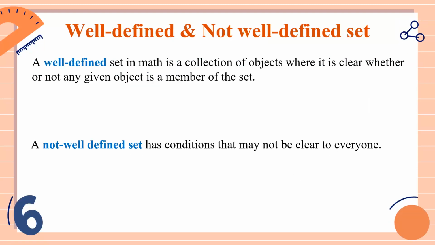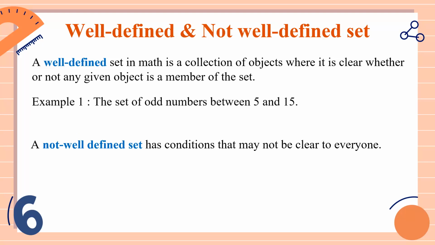Now let's talk about well-defined and not well-defined sets. A well-defined set in math is a collection of objects where it is clear whether or not any given object is a member of the set. Example, class, the set of odd numbers between 5 and 15. Of course, class, we know what those odd numbers are: 1, 3, 5, 7, 9, 11, 13, 15, and so on. So therefore, odd numbers between 5 and 15 would be 7, 9, 11, and then 13. So therefore, class, we know what the elements of the set are.